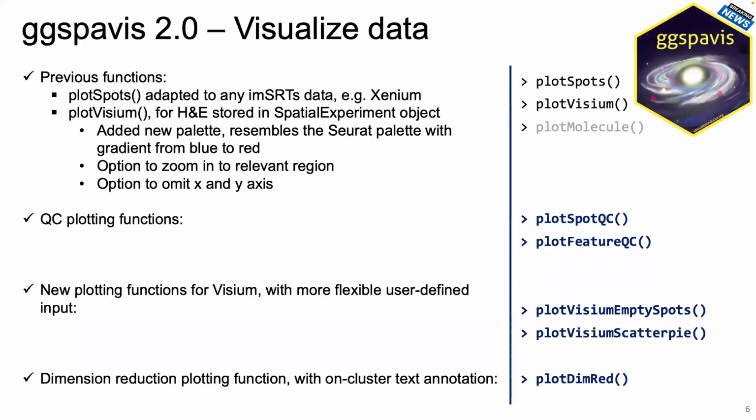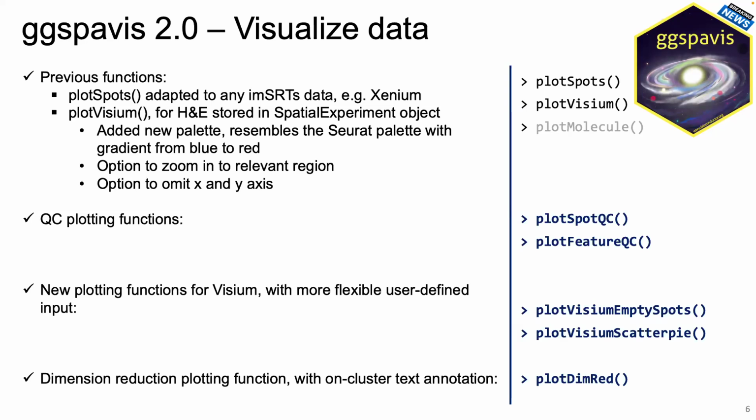And then for ggspavis, the first version had plotVisium as a function. But now we added a function called plotSpots. It's called spots, but you can use it for either spots or at cellular level. We added some new QC plotting functions and also a way to visualize the on-cluster text annotation in the reduced dimensions.